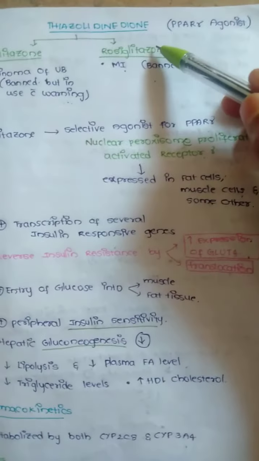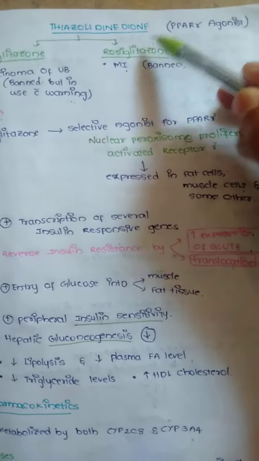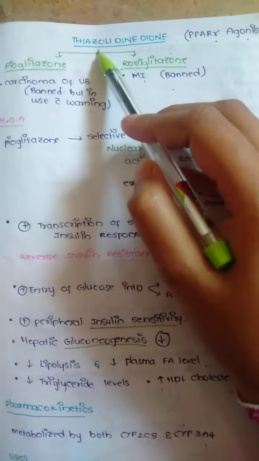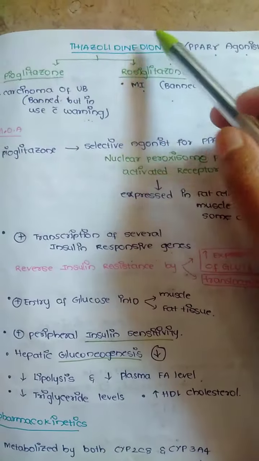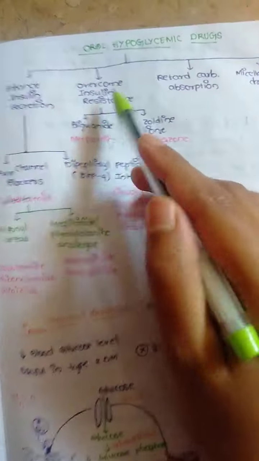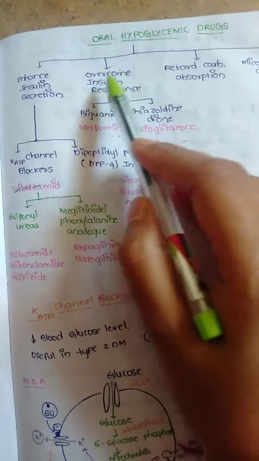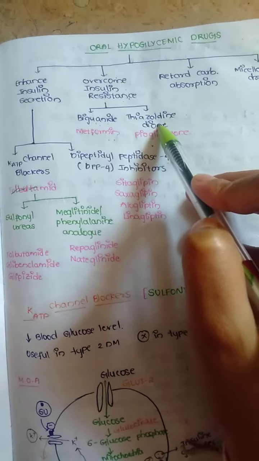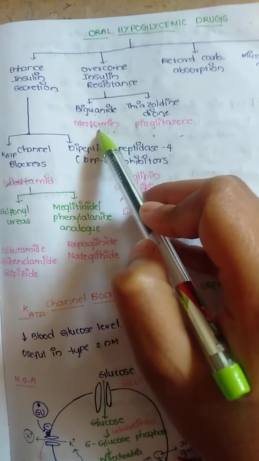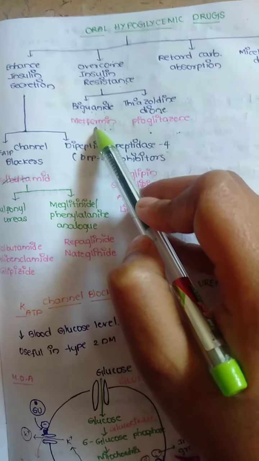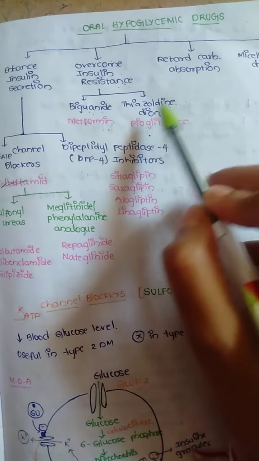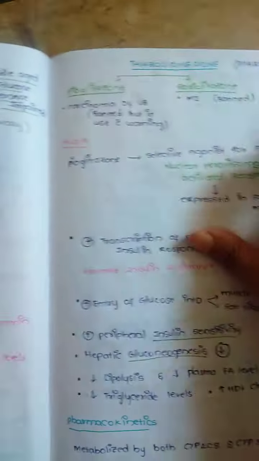Today let us discuss thiazolidinedione type of drugs, which are also called PPAR gamma agonists. First of all, let us know what is thiazolidinedione. In oral hypoglycemic drugs, we have known that in the second subtype, to overcome insulin resistance, we use biguanides and also thiazolidinedione. In biguanides, we have already discussed metformin in another class. Now today we will discuss pioglitazone from the thiazolidinedione class.